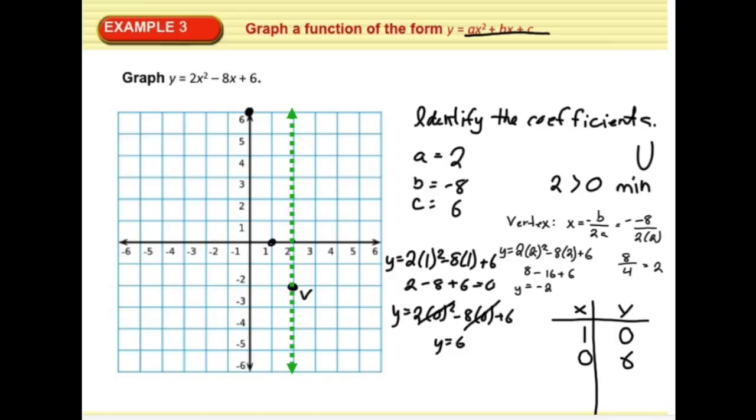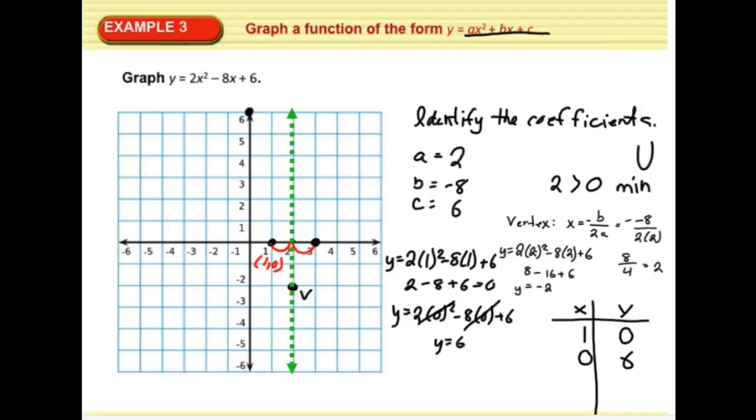So at this point, I have 2 coordinates on the left-hand side of my axis of symmetry, and I'm going to reflect them over to the right side. So my first coordinate is 1, 0, and it's 1 space away from the axis of symmetry, so I'm going to reflect it 1 space away on the alternate side.